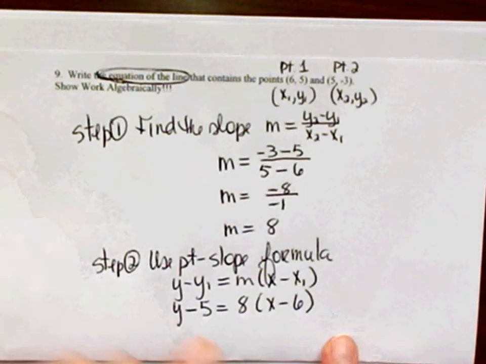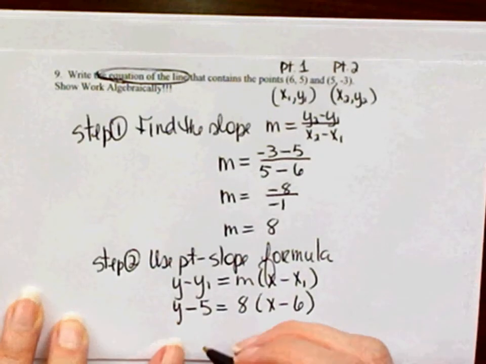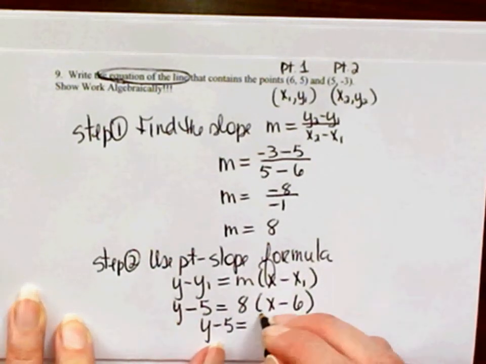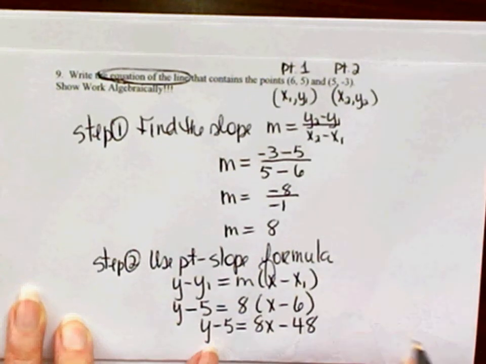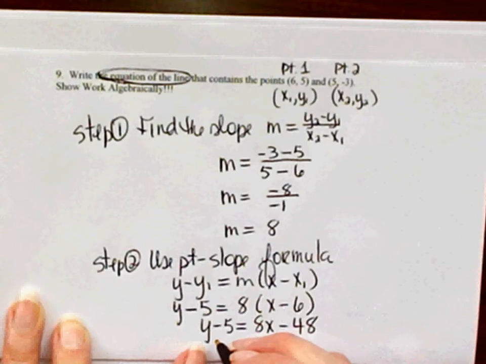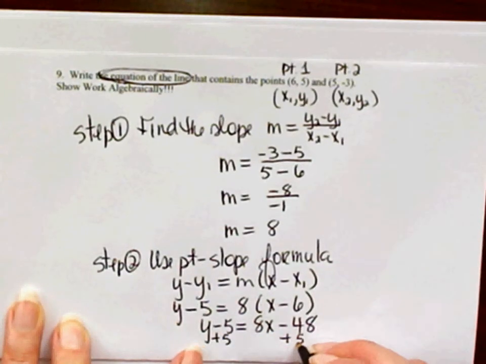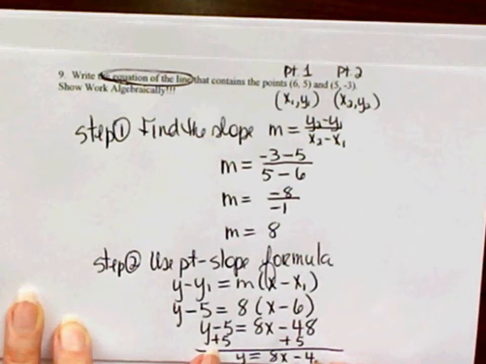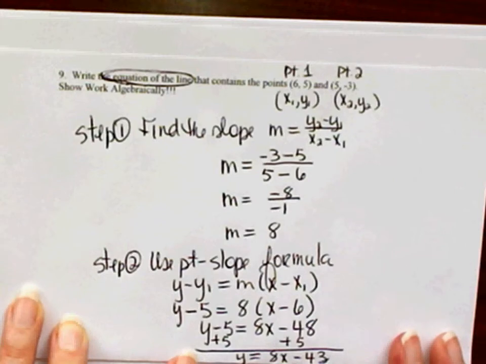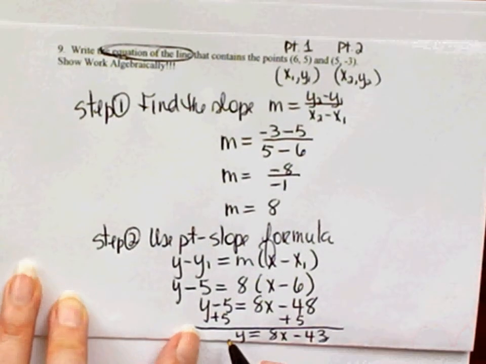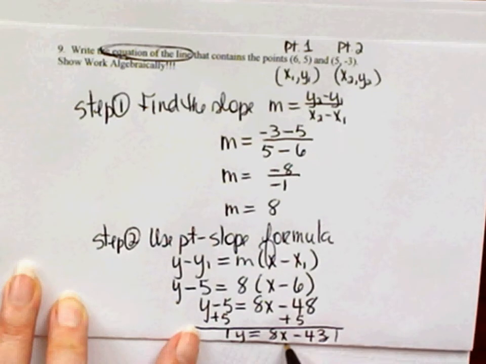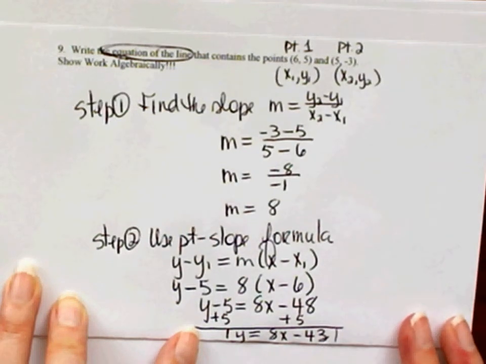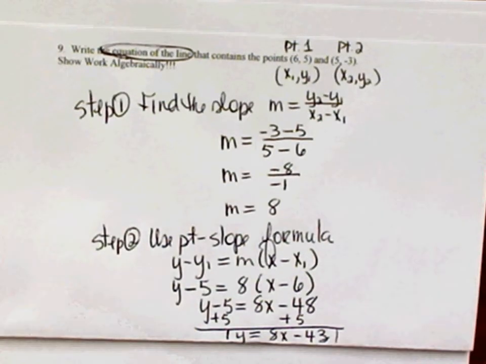Got to distribute the 8 because I can't simplify the signs at this point. So y minus 5 equals 8x minus 48. We're just distributing the 8. Then we're going to add 5. So y equals 8x minus 43. They didn't ask for it to be in standard form, so that's going to be my answer. Once again, y equals 8x minus 43. Let me give you a few minutes on that, then we're going to be moving to 10.